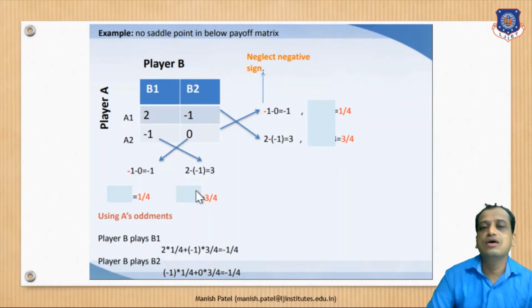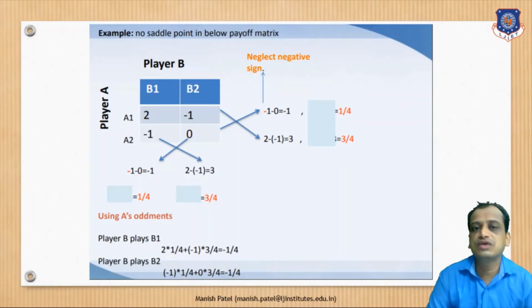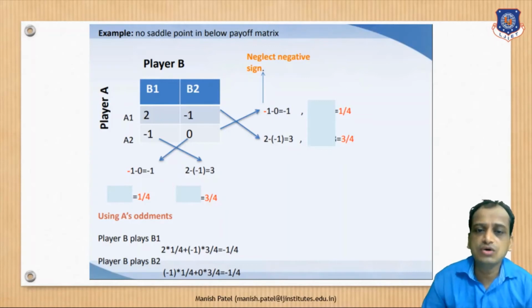So in this way, you have found out the individual probabilities, as well as you will find out the value of game. How do you find out the value of game here? So using A's oddments, see this A's oddments, how do you find out? 2 into 1 by 4, this 2 into 1 by 4, right? Into minus 1 into 3 by 4, which has come out to be 1 by 4. Here in the same way, minus 1 by 4, minus a 1 into 1 by 4 here, into 0 into 3 by 4, which has come out to be 1 by 4.